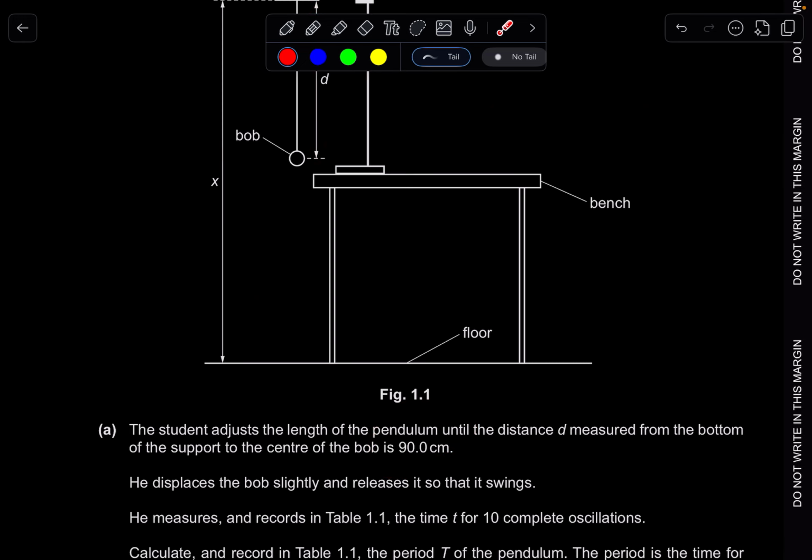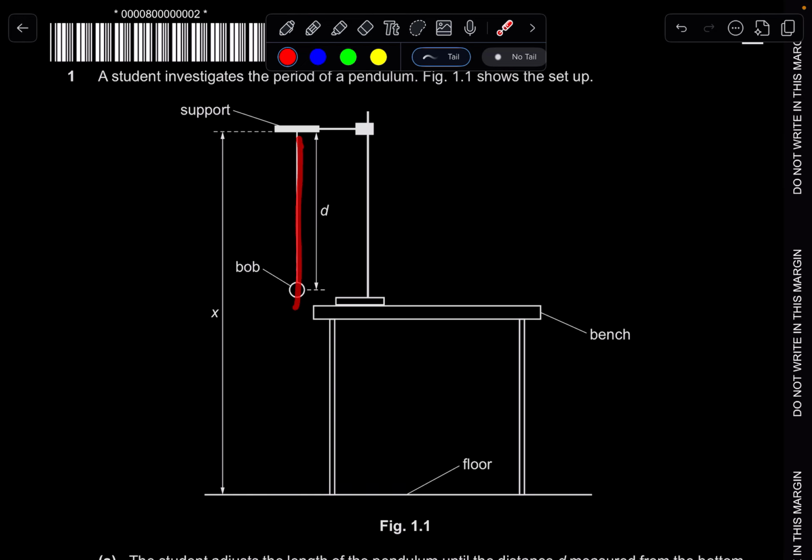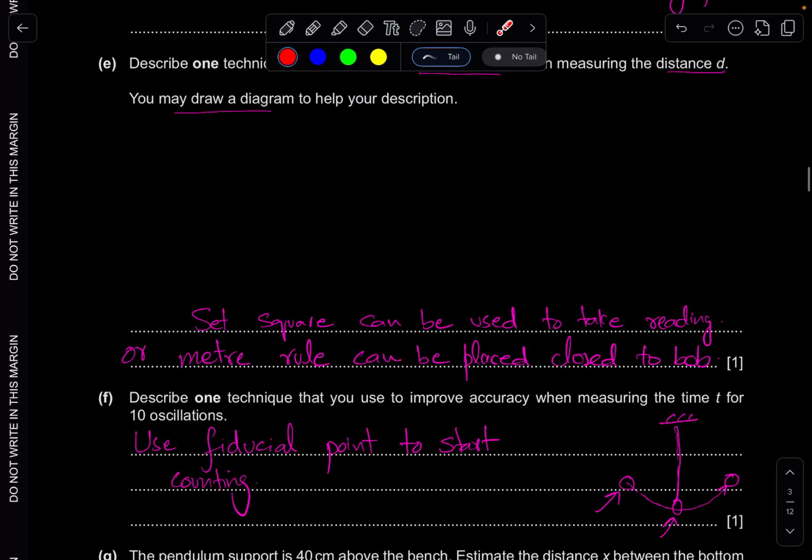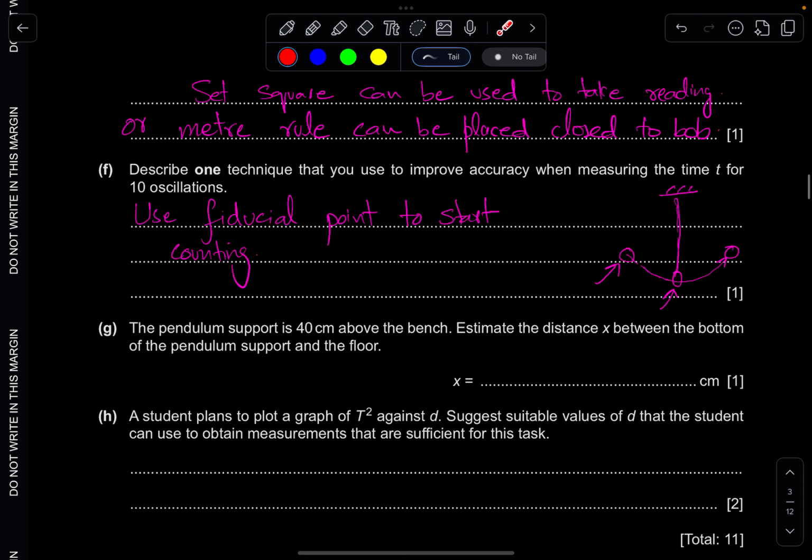Okay, approximately, because we are changing this length, right? So it will be 130 centimeter, you can write.